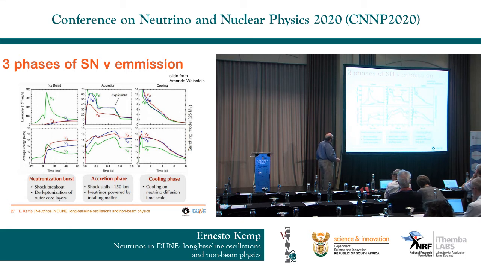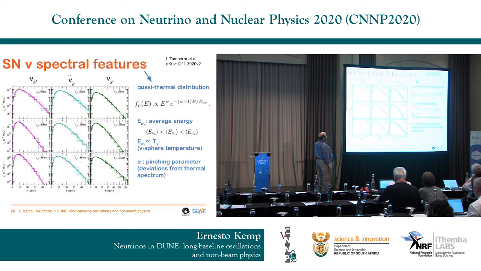And then we have almost exponential cooling with almost the same flux for different flavors of neutrinos. So this is just to show you the shape of expected neutrino emission: it's basically a quasi-thermal distribution, and the temperature of the neutrino sphere is proportional to the average energy. That is one of the parameters of the analytical expression for the spectrum. And alpha here is the pinching parameter that shows the deviations from the thermal spectrum.